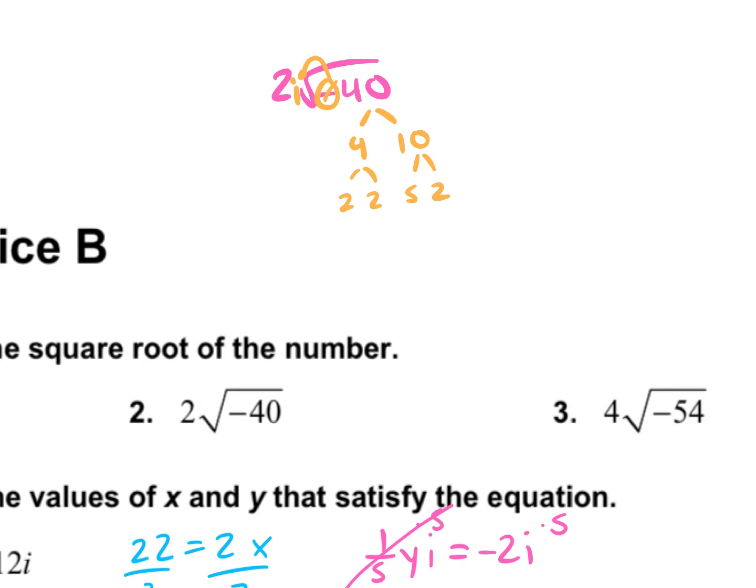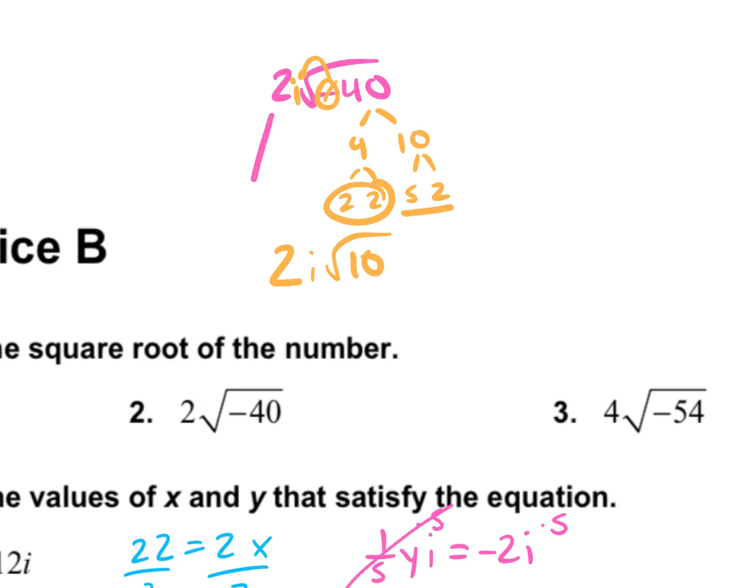One step at a time. What are my pairs? 2 and 2. So where do the 2's go? It goes outside as just 1, 2. What stays on the inside? 5 and the other 2. What do I do to those 2 numbers?